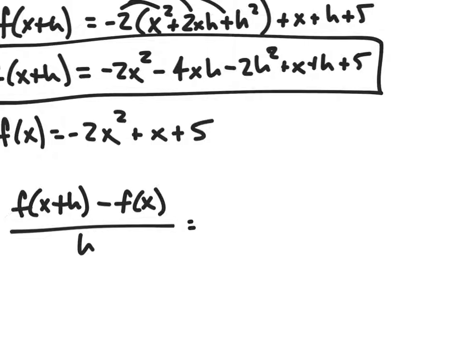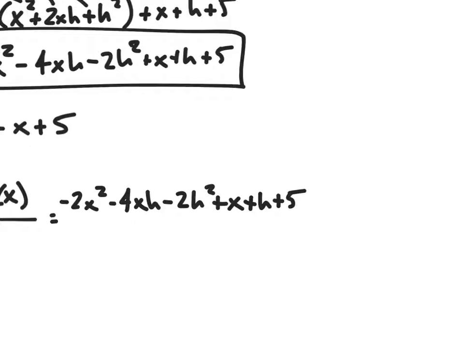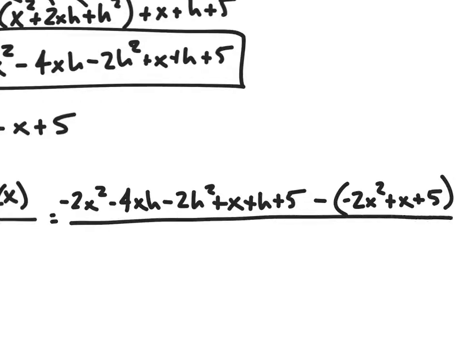I'm going to do negative 2x squared minus 4xh minus 2h squared plus x plus h plus 5. That is my f of x plus h. Now I'm going to subtract f of x. Now when I subtract that quantity, I'm going to put parentheses. I'm going to do negative 2x squared plus x plus 5, and this is going to be all over h. Now remember, this part here is my f of x plus h. This part here is f of x.